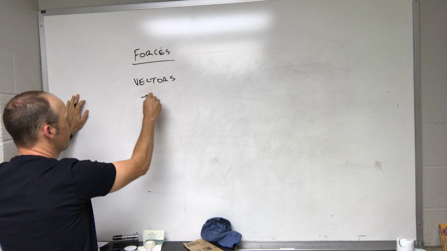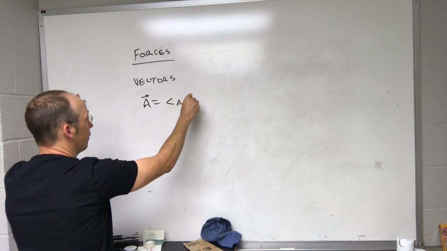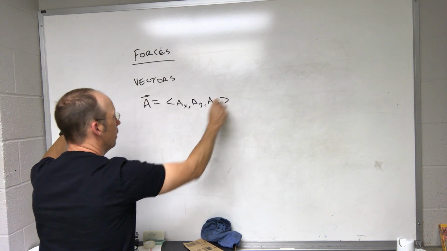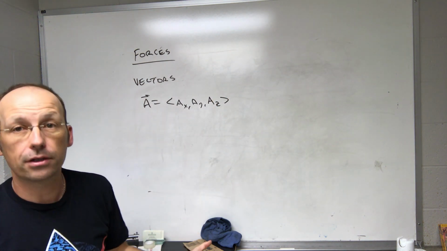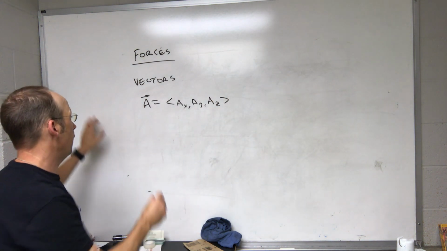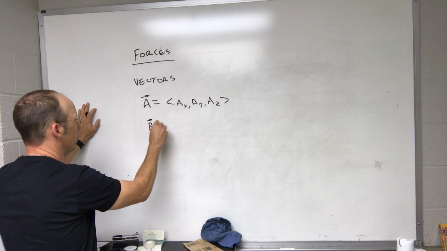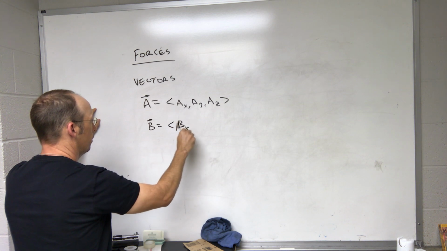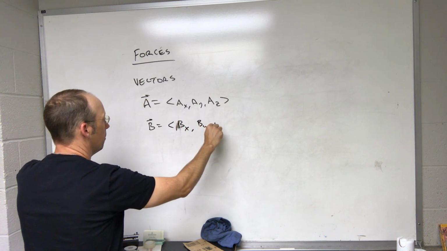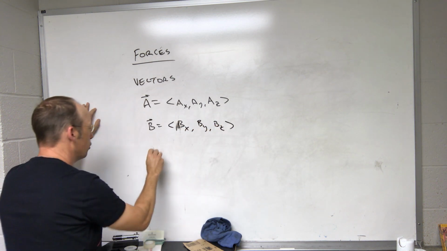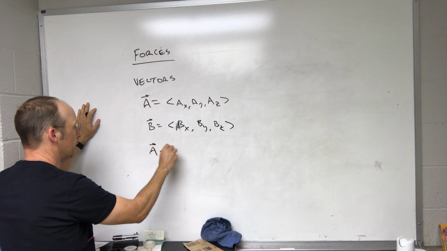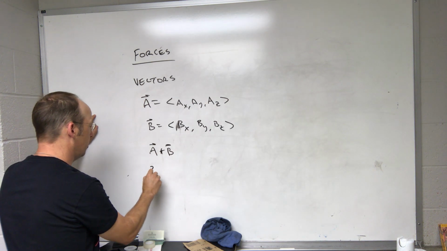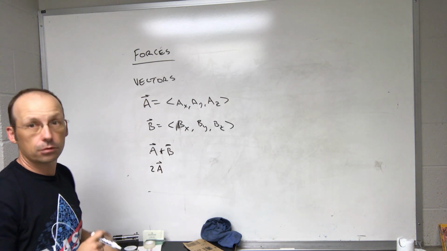So we write a vector as A, AX, AY, AZ. Has components. That's a three-dimensional vector. It has units. If I have two vectors, B, which would be BX, BY, BZ, then I should be able to add vectors, A plus B. I cannot multiply vectors, but I could multiply a scalar times a vector. You should be able to do that.